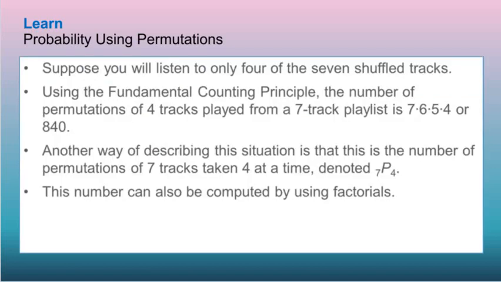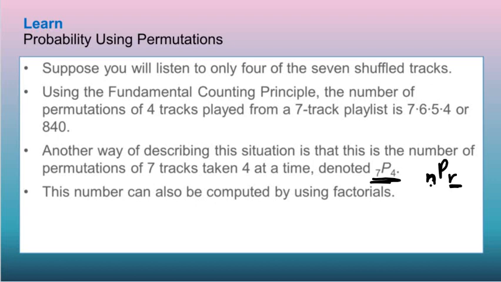Suppose you will listen to only 4 of the 7 shuffle tracks. Using the fundamental counting principle, the number of permutations of 4 tracks played from a 7-track playlist is 7 times 6 times 5 times 4, or 840. Another way of describing this situation is the number of permutations of 7 tracks taken 4 at a time. You can use the permutation function, which on your calculator would be nPr. The n is the total number you're looking at, and you're only focusing on 4 at a time.